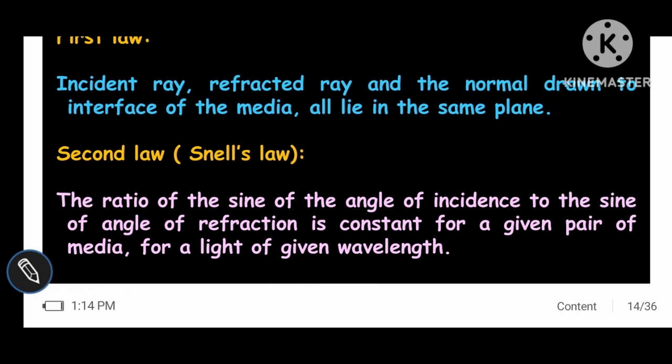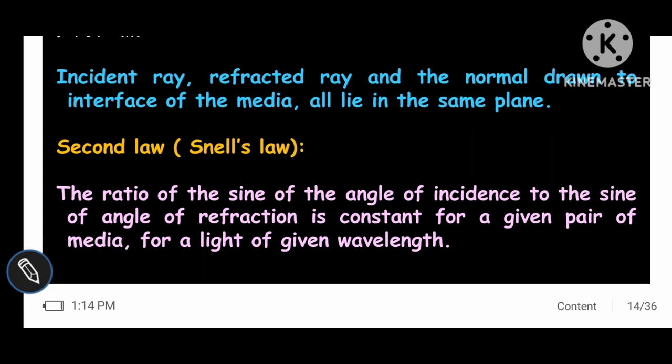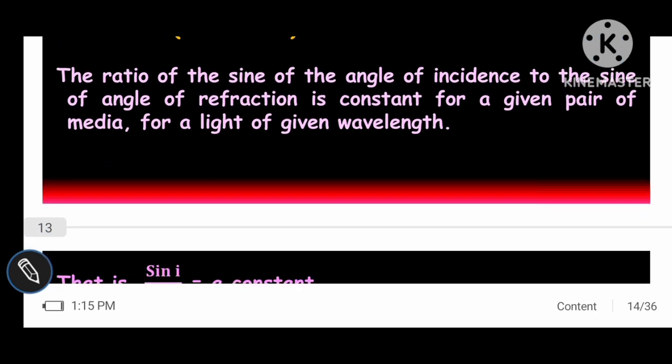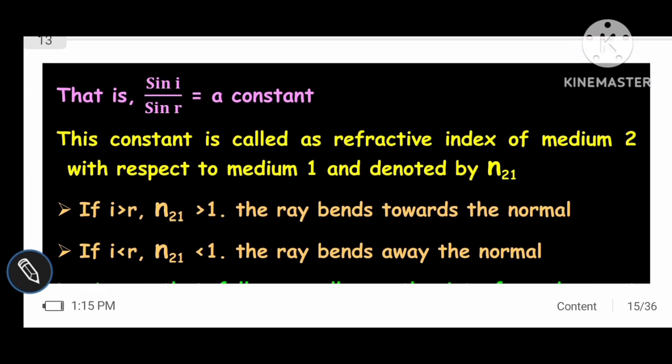First law states that the incident ray, refracted ray, and the normal drawn at the interface of media all lie in the same plane. Second law, Snell's law also, states that the ratio of sine of angle of incidence to the sine of angle of refraction is constant for a given pair of media for a light of given wavelength. This second law of refraction is called as Snell's law.